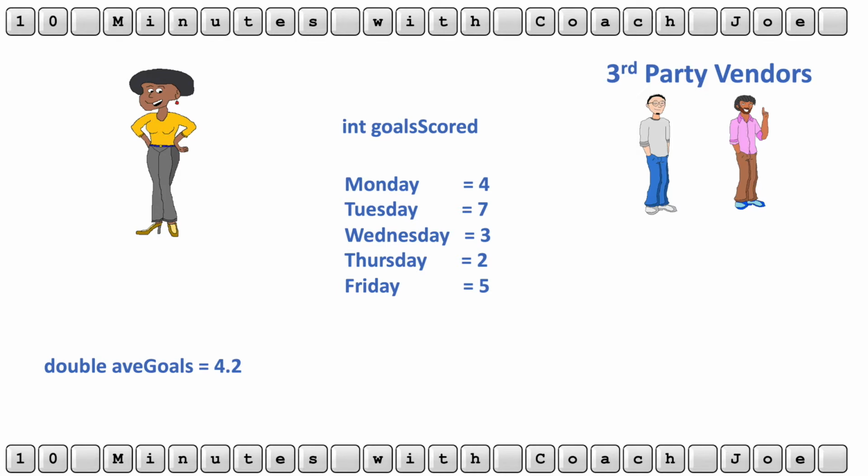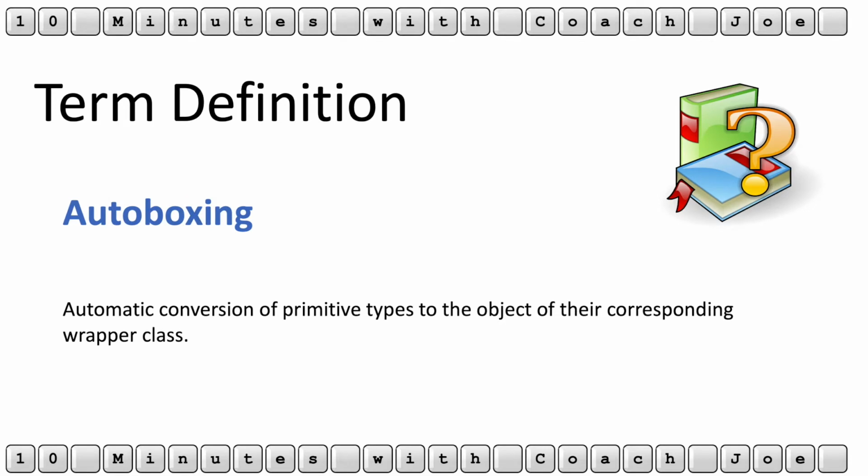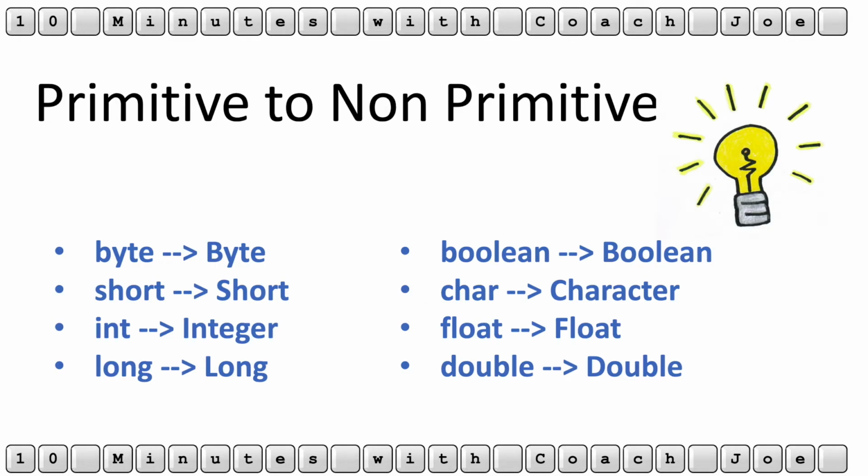Converting one data type to another will happen frequently, so let's go over some common examples. Let's start with an easy one, boxing. Autoboxing and unboxing are done automatically in Java, but you should be aware of the process. Autoboxing is the conversion of a primitive type to its non-primitive object type or wrapper class, like converting an int to an Integer or a long to a Long.